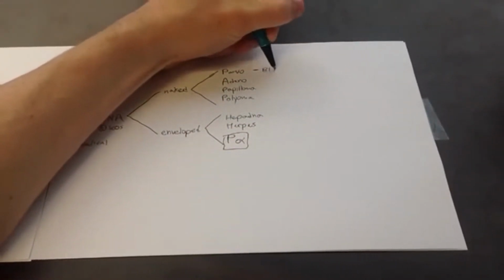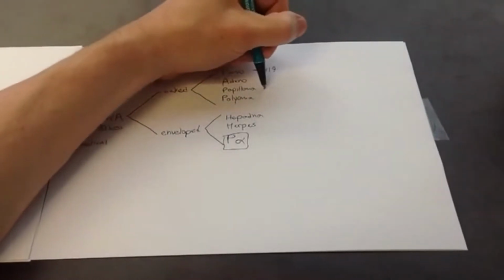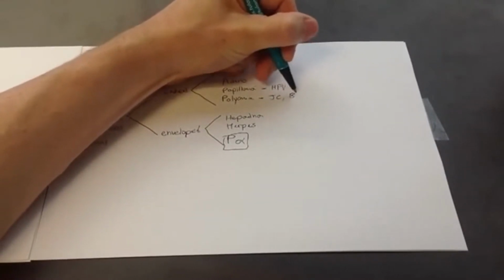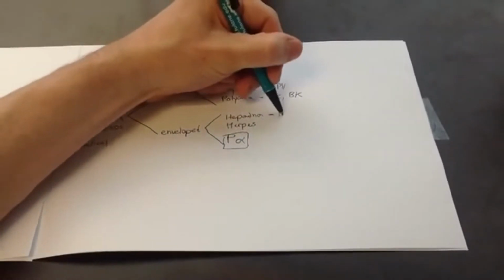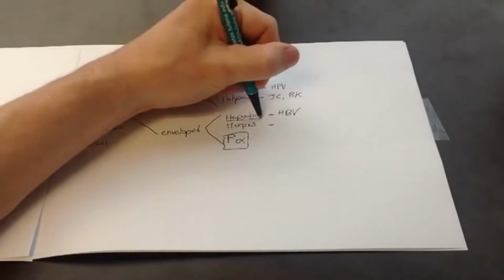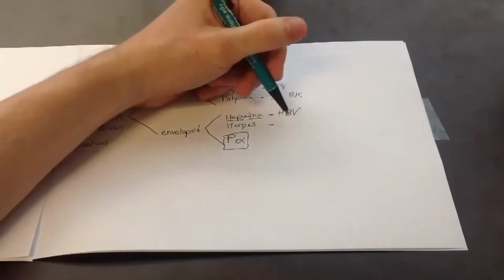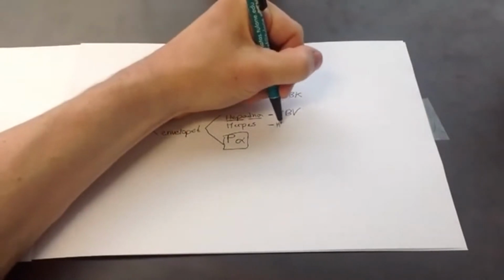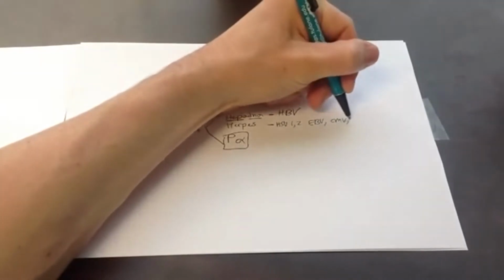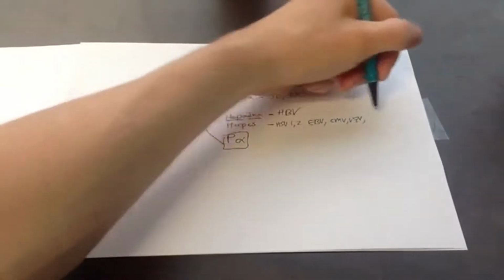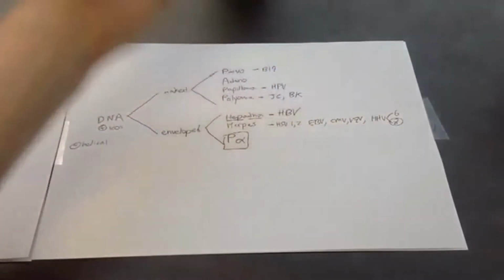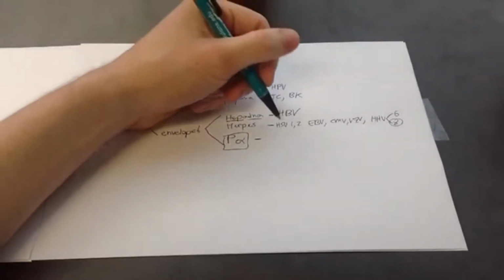Parvo only has B19, adenovirus only has adenovirus, papillomavirus are your HPVs, polyomavirus has both JC and BK, hepadnavirus has HBV, and the nice thing about that is it's hepatitis, DNA virus, HBV. Herpes virus has a bunch of them. We have HSV 1 and 2, and then we have EBV, we have CMV, we have VZV, and then we have HHVs 6 and 8. 8 is Kaposi's.